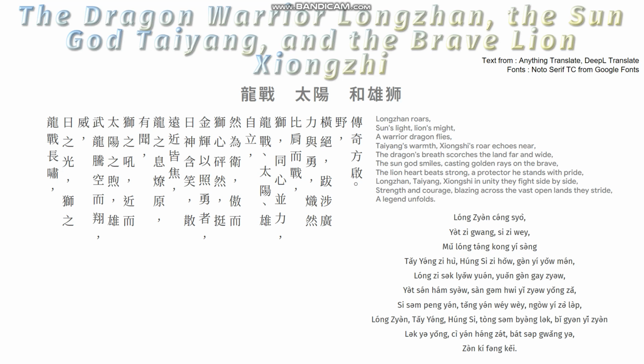And the meaning is Long John roars, sun's light, lion's might, warrior dragon flies. Taiyang's warmth, Xiongxi's roar echoes near. The dragon's breath scorches the land far and wide. The sun god smiles, casting golden rays on the brave. The lion heart beats strong, a protector, he stands with pride. Long John, Taiyang, Xiongxi in unity, they fight side by side. Strength and courage blazing across the vast open lands they stride. A legend unfolds.